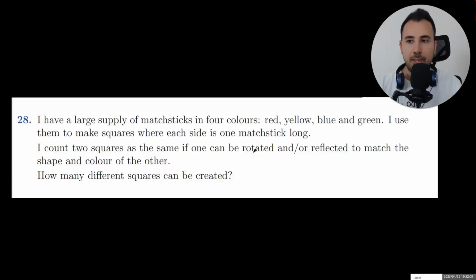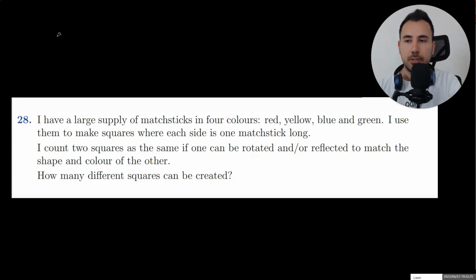Okay, let's go and do question 28 together. I have a large supply of matchsticks in 4 colors, red, yellow, blue, and green. I use them to make squares where each side is 1 matchstick long. I count 2 squares as the same if one can be rotated or reflected to match the shape or color of the other one. How many different squares can be created?